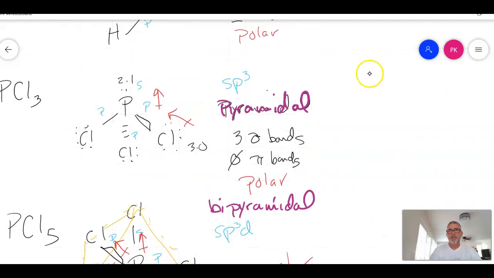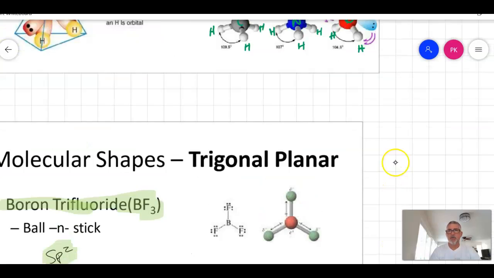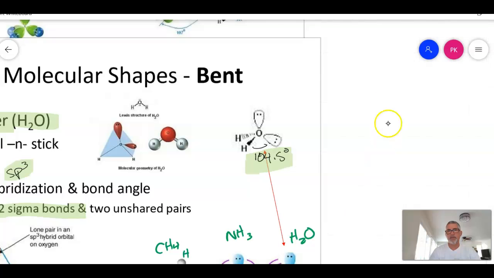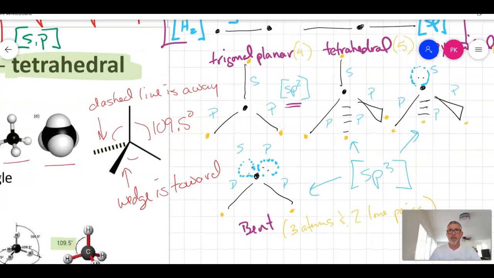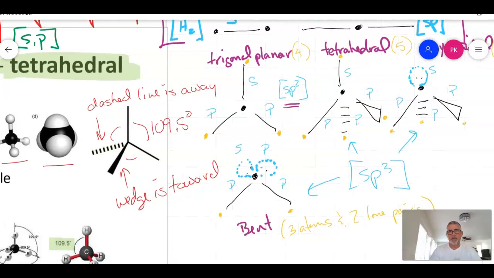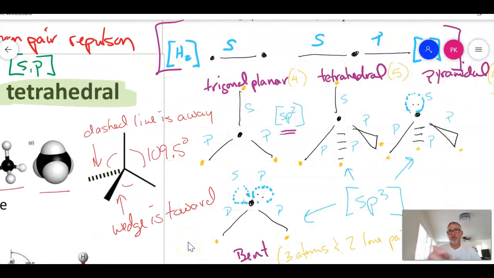So remember, I think the big takeaway is know the examples I gave you, know your bond angles, right? But if we came all the way up to here, this is the big key. Make sure you write this on your notes, that the different hybridizations tell you the shapes. The hybridization off the center atom will always tell you the shape.